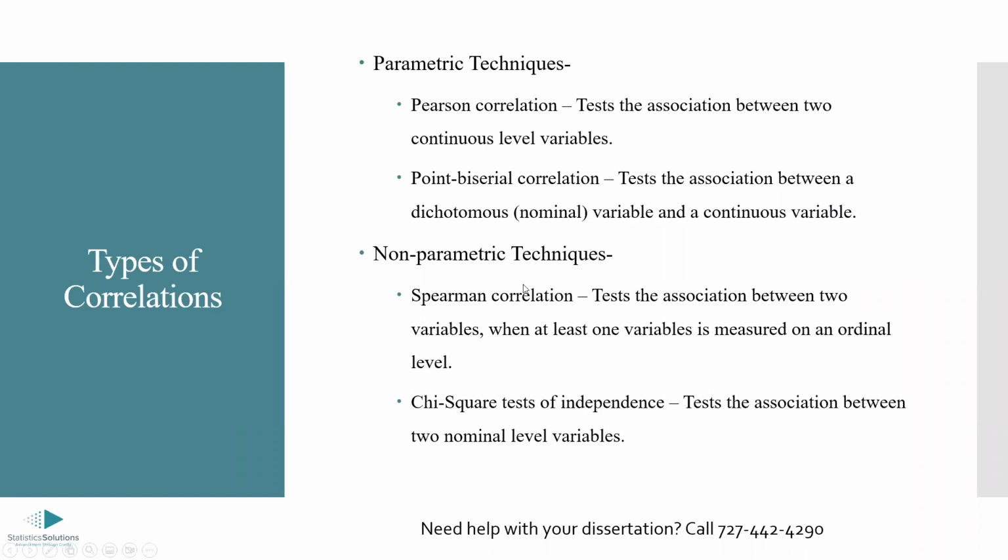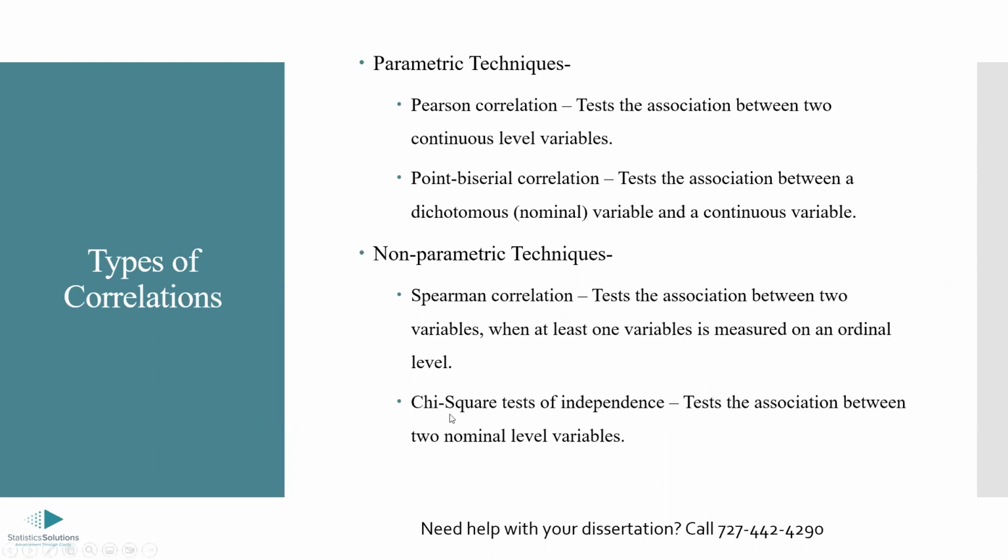That would be an example where you could use a point biserial correlation. Non-parametric techniques are used if you don't have continuous variables. The first one is a Spearman correlation. So this can be used when at least one of your variables is measured ordinally. So what is the relationship between education level and GPA? You could use a Spearman correlation there because education is ordinal. Associates, bachelor's, master's, PhD. It's not continuous.